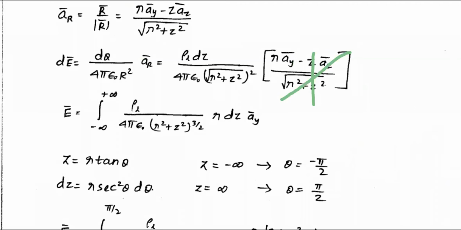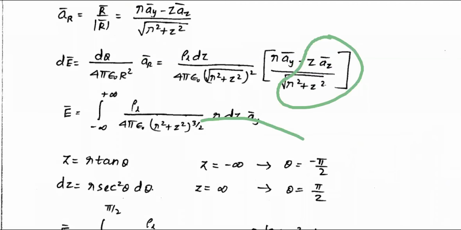Please take it as an exercise. You take this component and apply all these limits. Finally you come up with 0. Please solve this today. But anyway, I know this is 0.